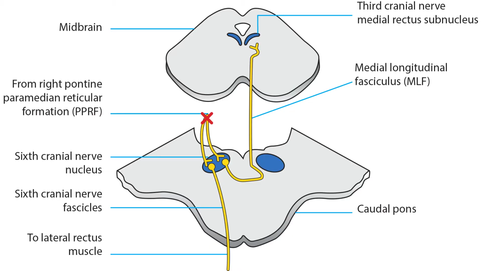Direct damage to the PPRF on one side interferes with ipsilateral horizontal saccades. A lesion here also damages the nearby sixth nerve nucleus, so that pursuit and the vestibulo-ocular reflex will also be impaired. In other words, the patient cannot will the eyes to move to the side of the lesion, and the doll's eye or oculocephalic maneuver will not move them either.